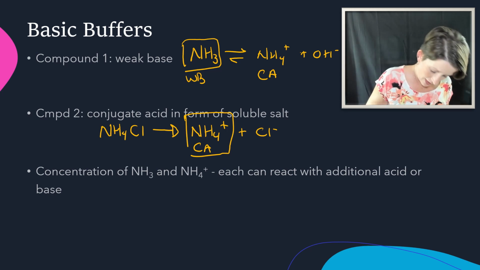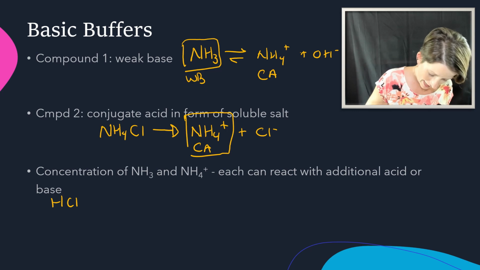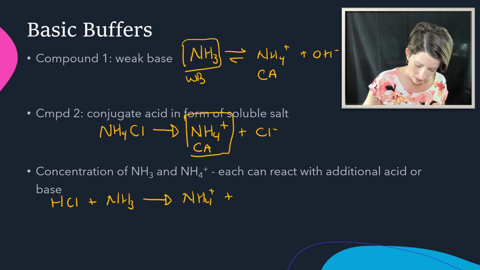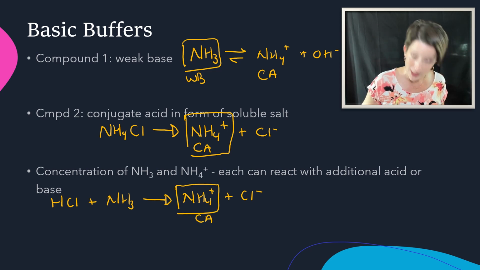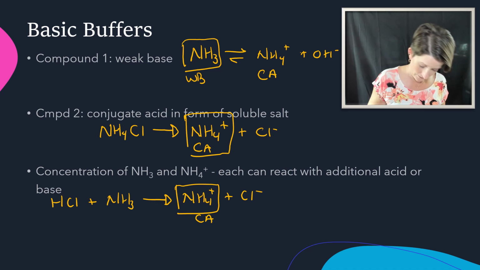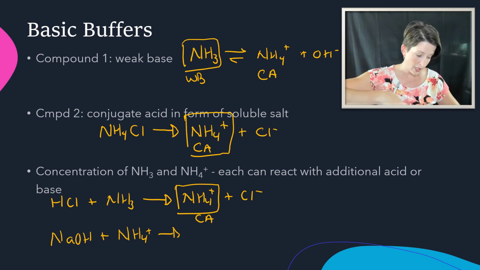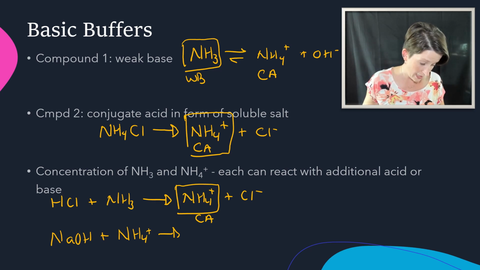So if we add some HCl, that acid is going to react with the weak base, NH3. It's going to form NH4+ and chloride ions. Well, there we go. We reformed the conjugate acid that is part of the system. If we react with a base, it's going to react with the conjugate acid.